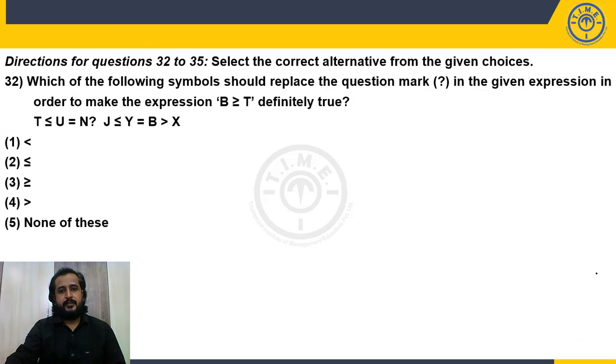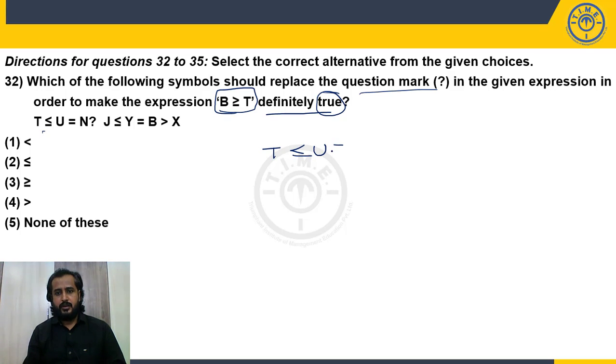Now we'll go with the miscellaneous questions 32 to 35. Which of the following symbols should replace the question mark in the given expression? In order to make B greater than or equal to T definitely true, we have to make this definitely true. Okay. Now look here. What is the given statement? T less than or equal to U equal to N, and we have a question mark here, and J less than or equal to Y equal to B greater than X.